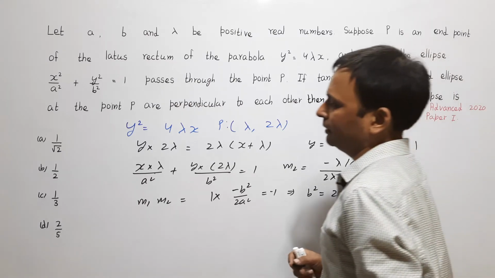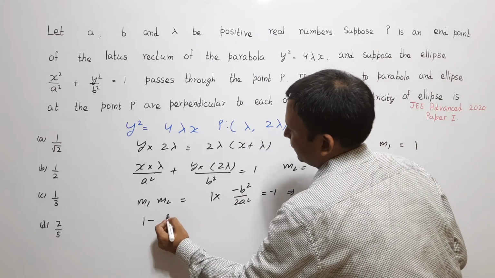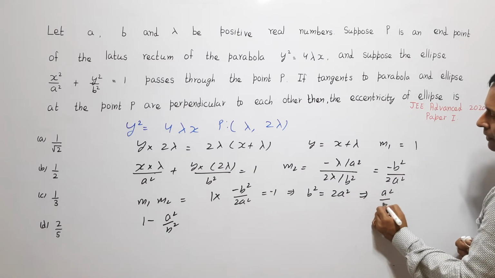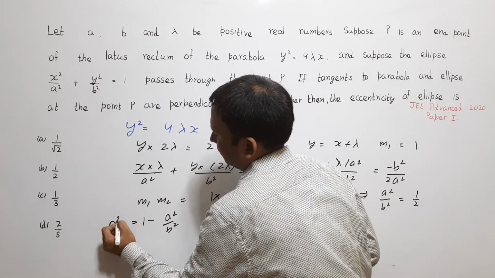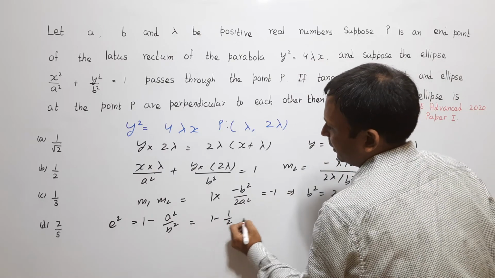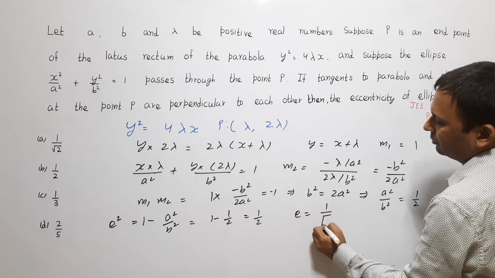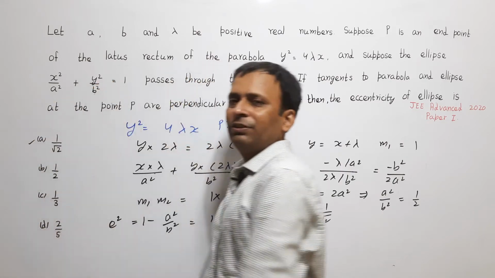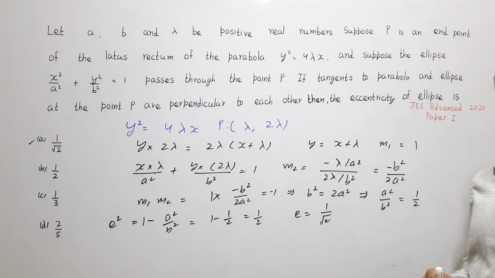The eccentricity of such an ellipse will be given by the square root of 1 minus a square by b square. So here you can see that a square by b square is equal to 1 by 2. 1 minus a square by b square is e square. So if I write a square by b square as 1 by 2, your e square will be equal to 1 by 2. That means e is equal to 1 upon root 2. So the eccentricity of this ellipse is equal to 1 upon root 2. So a fairly simple problem which we have solved.